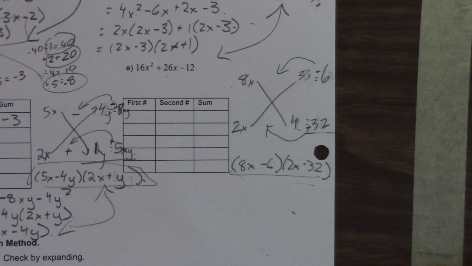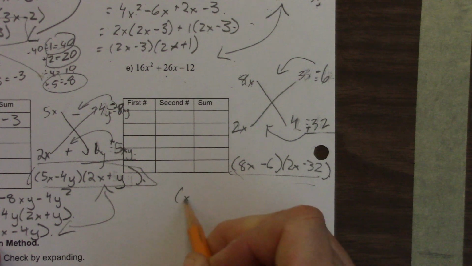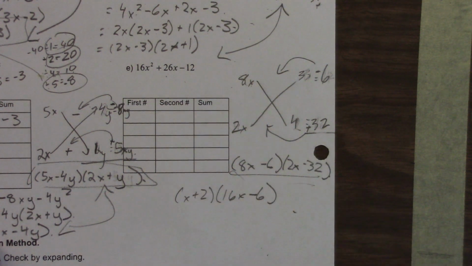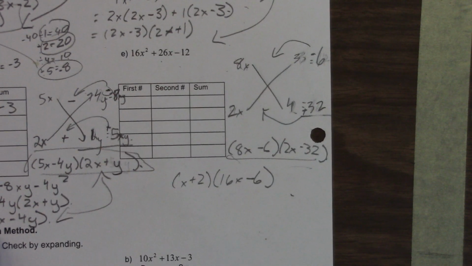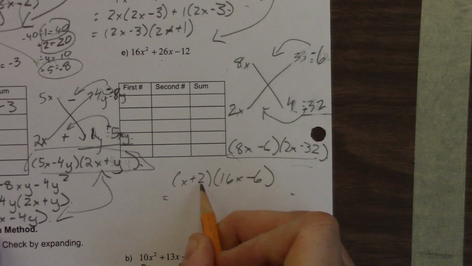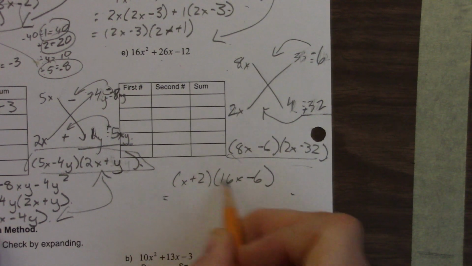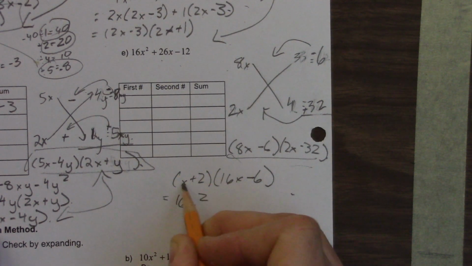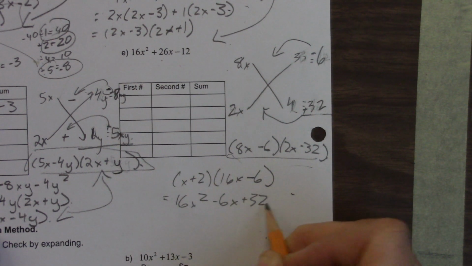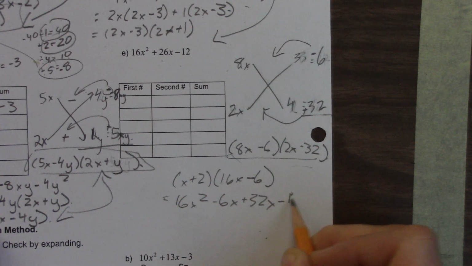Any questions? Sir, I got a different answer. I got bracket x plus 2, bracket 16x minus 6. Okay, we'll see who's right here. We're going to check. I used decomposition. Okay, let's see if you're right. So we're going to FOIL this. x times 16, 16x squared, and then we get negative 6x plus 32x minus 12.